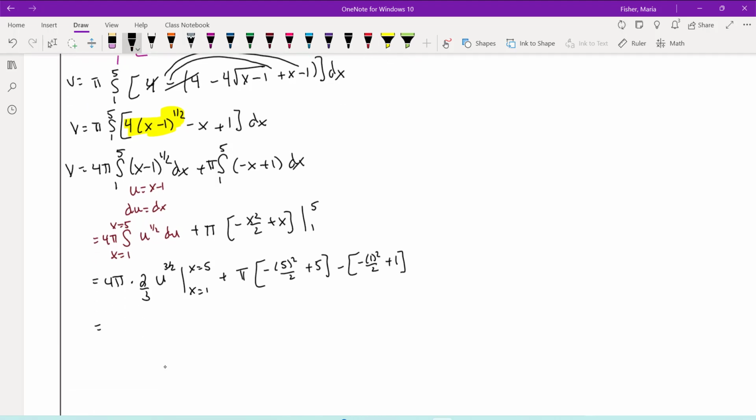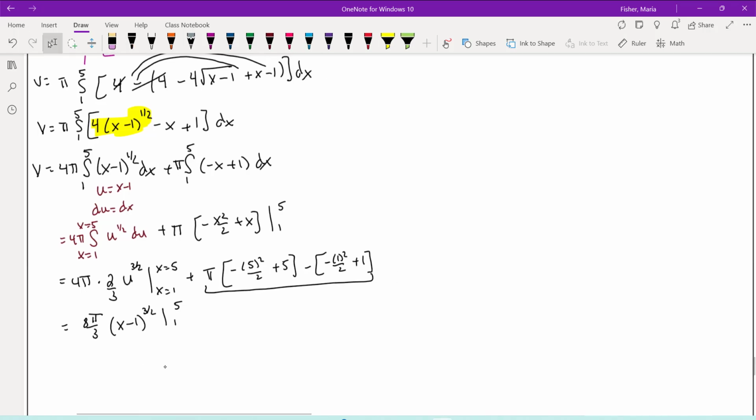Here, I can combine 4 pi and 2/3, and I get 8 pi over 3. And if I get out of u's and go back into x's, I get x minus 1 raised to the 3/2, and this gets evaluated from 1 to 5. Let's put this portion right here into a calculator.